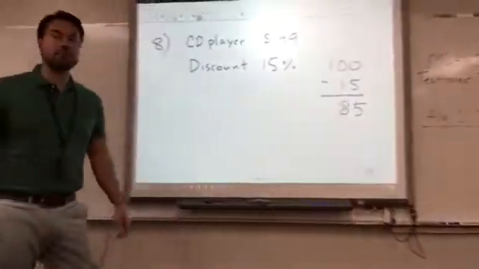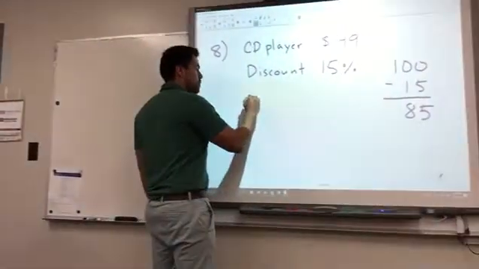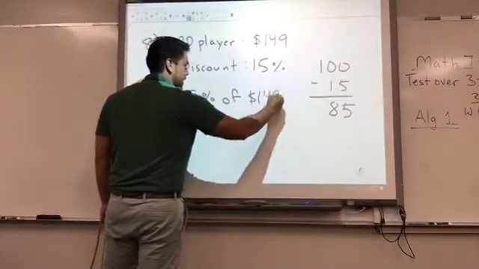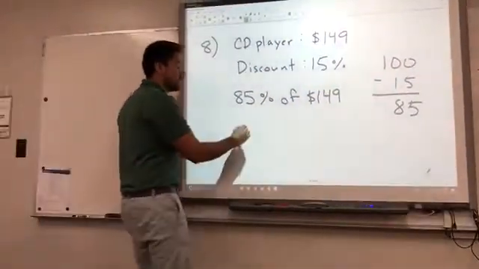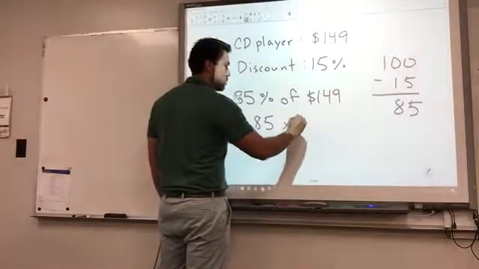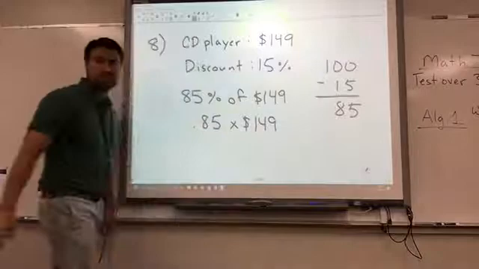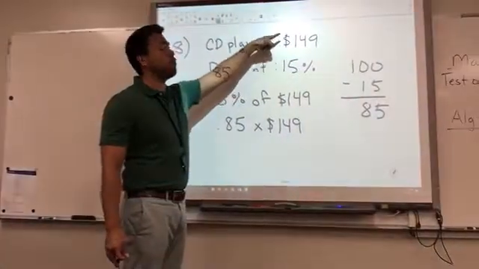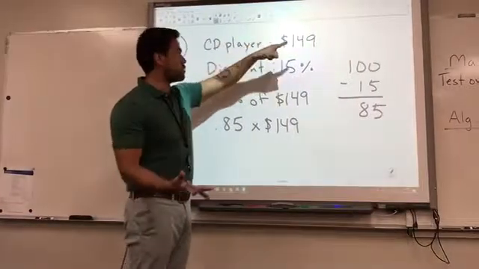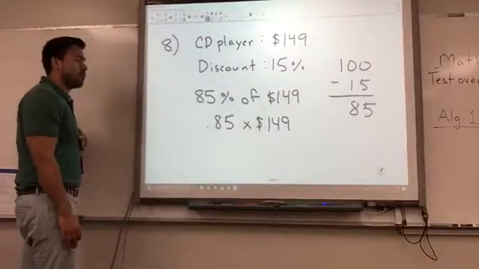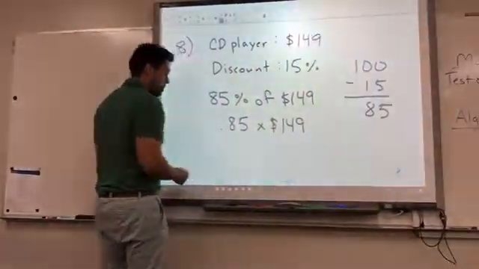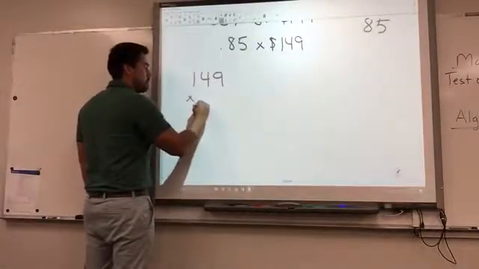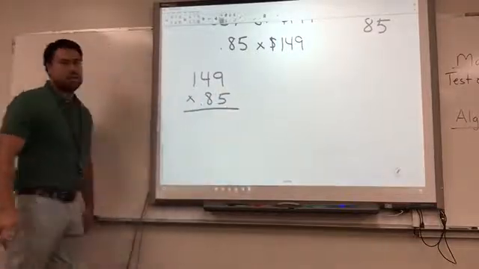You're paying 85% of the 149. So what kind of problem is this? I would say it's a multiplication problem of decimals. Do you guys see that? Could you do it a different way? You can find 15% of 149, and then that number gets subtracted from 149. Or you can just take it one step right here. One step. These are the fun parts. 149 times 85. Go ahead and work that out if you haven't already.